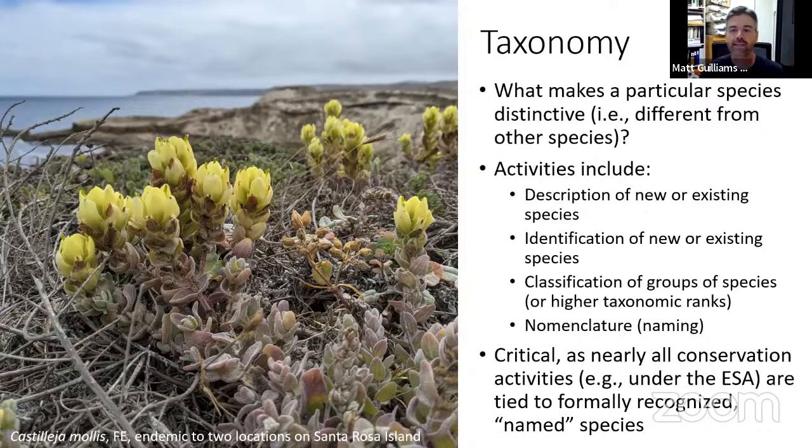Now, I want to point out, taxonomy is absolutely critical to have done in the past and to do now and in the future. It's critical, if for no other reason, that nearly all conservation activities are tied to formally recognized named entities. So, for example, the Federal Endangered Species Act can work with subsets or population segments, but far and away, the most common way that the ESA protects things is protecting a rare named taxon. So this taxonomy business is something that is really, really important to continue to do.